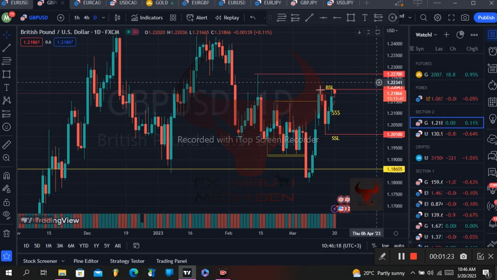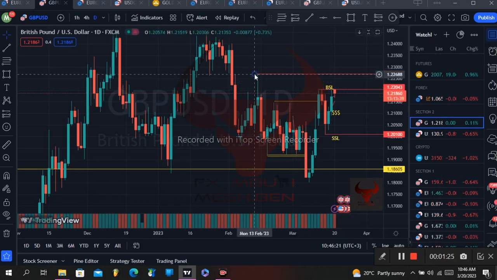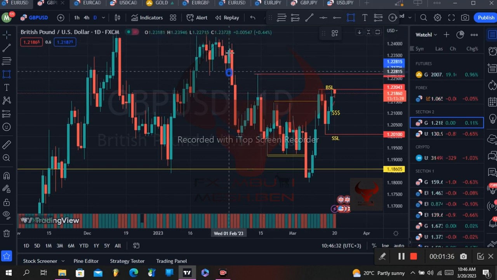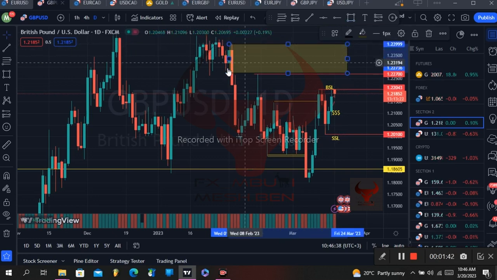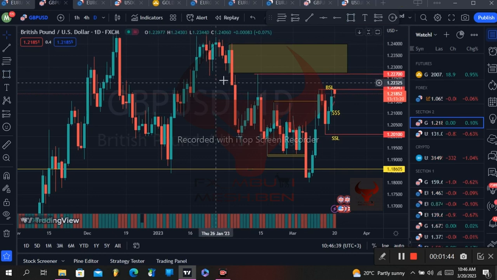I think this is our target. We are targeting to clear these, and we are targeting to get into this daily order block right here. I think that's our zone. That's the zone we are targeting.